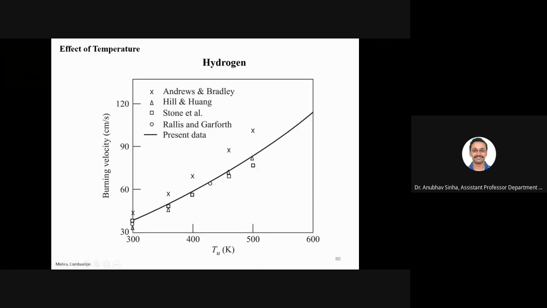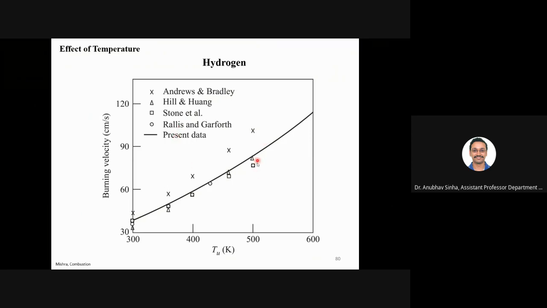See another plot, it shows flame speed for hydrogen affected by temperature. Basically, all these images I am taking from research papers. Different groups use different techniques, and they have carried out some measurements. If you compare, the important point here is that everyone is getting the same trend. No one is saying that the flame speed is decreasing.